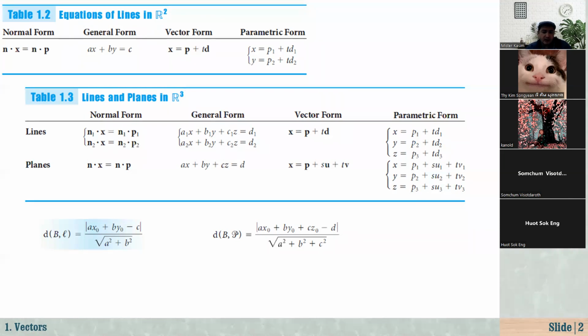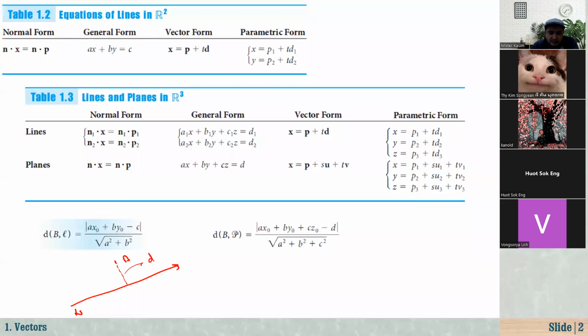And also we obtained the formula, right? A distance from a point to the line or distance from a point to the plane. For the plane, we did not prove this, but it can be proved in a very similar way. You see here, it's very similar. In the plane, we are just adding one more term, right? So this is the distance from point B to the line L. Let's say this is our L, and this is a point B, and that is the distance. Okay, we're talking about this distance from point B to the line L.